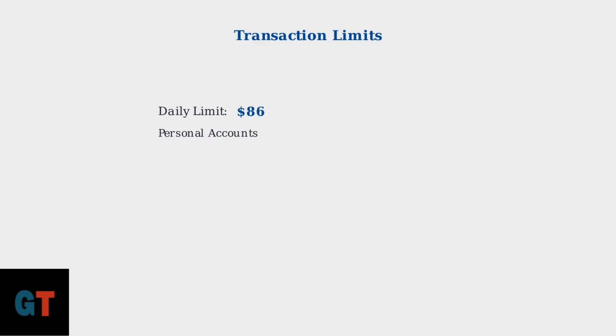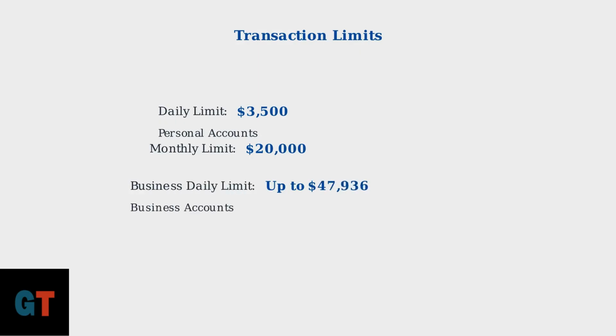For personal accounts, the daily limit is $3,500. This means you can send up to this amount in a single day across all your Zelle transactions. The monthly limit is $20,000, giving you substantial capacity for regular payments while maintaining security oversight. Business accounts have significantly higher limits, with daily limits reaching up to $50,000, depending on your specific account type and business needs.